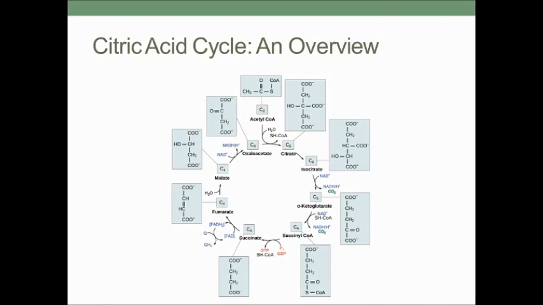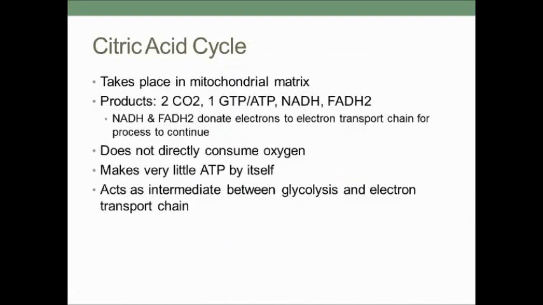So this is an overview of the cycle. I know it looks like a lot, but if you ignore the actual chains of carbons here, the structures, it doesn't look quite so bad. So we're going to go step by step. The citric acid cycle takes place in the mitochondrial matrix. After we're all said and done here, we will have formed two CO2 molecules, one GTP or ATP, which will depend on where we're at in our tissues, one NADH and one FADH2. Both NADH and FADH2 will donate electrons to the electron transport chain for this process to continue.